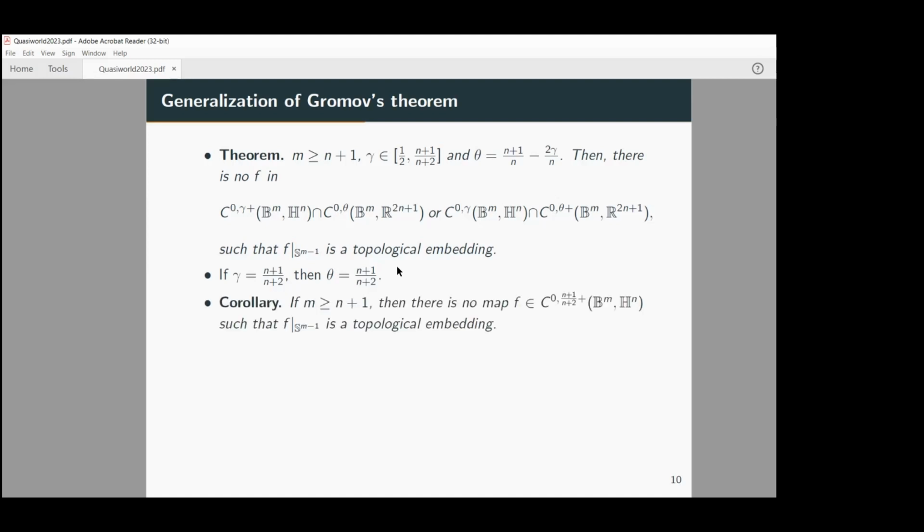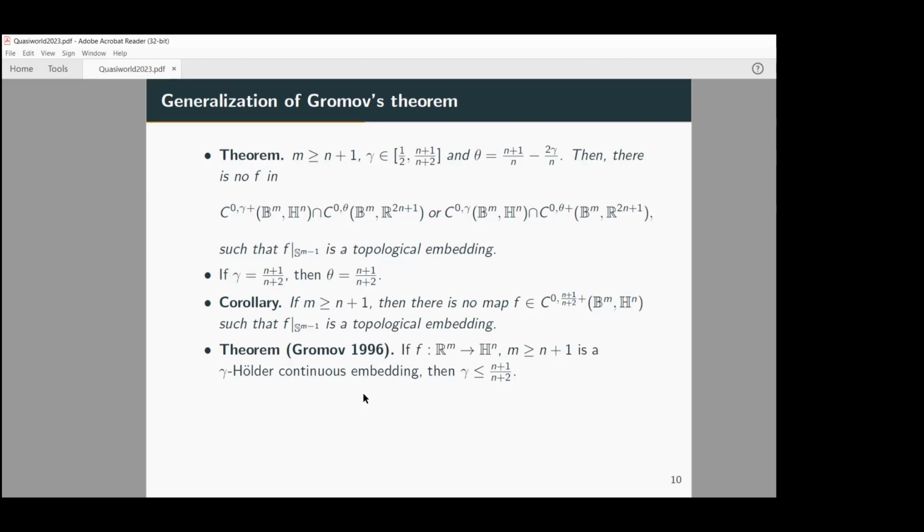And as a corollary, we obtain the following result. If m is greater than or equal to n+1, then there is no mapping in this C^{0,(n+1)/(n+2)+} such that the mapping restricted to the boundary would be a topological embedding. And that implies Gromov's theorem.